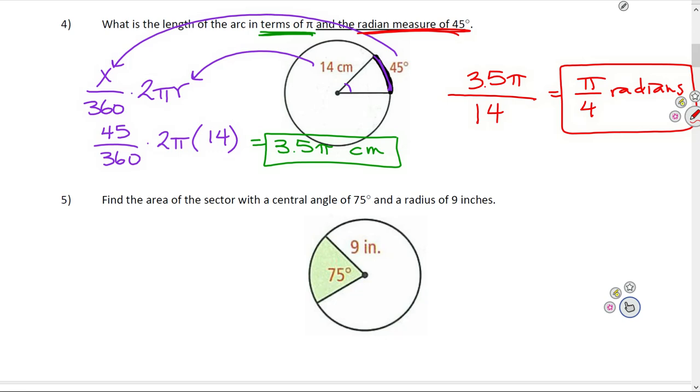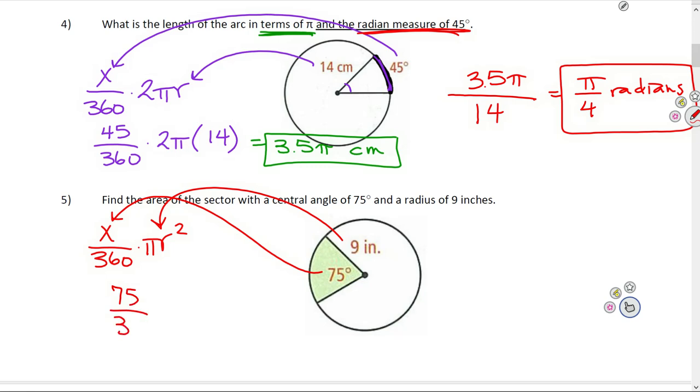In number 5, we want to find the area of the sector. Okay, again, that formula is also given to you on the reference page that will be given to you on the exam. And that equation is x over 360 times pi r squared, the fraction of the circle that I want times the area of the circle. Okay, 75 degrees is x, and 9 is r, and so I plug those in. 75 over 360 times pi times 9 squared.